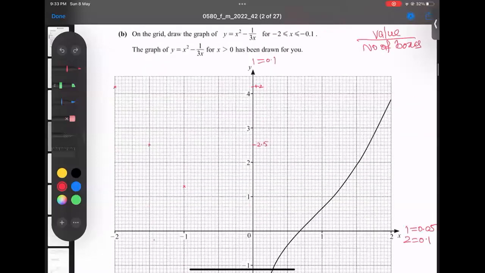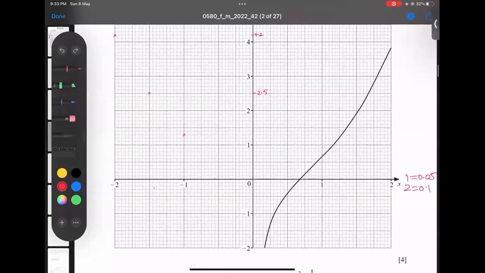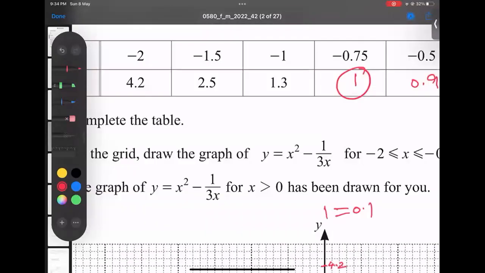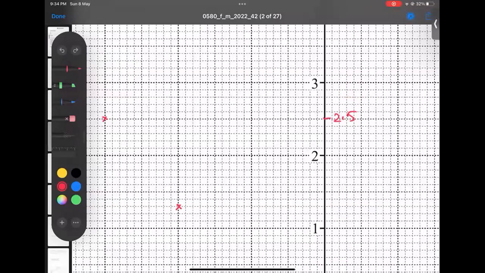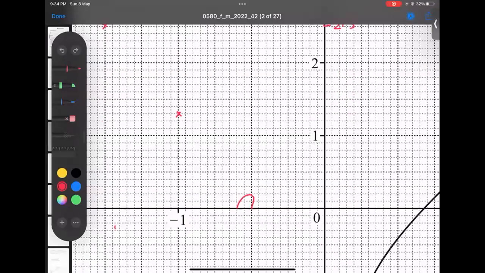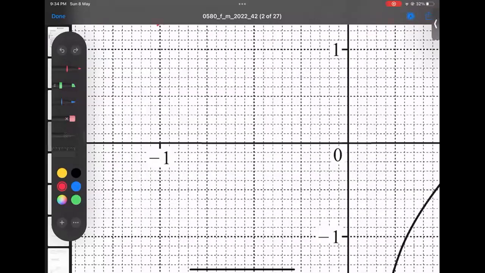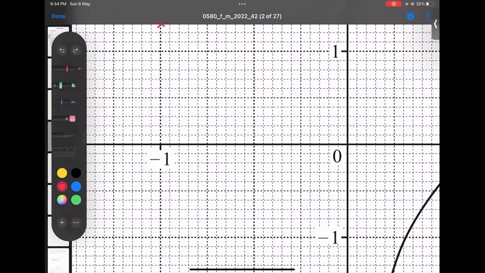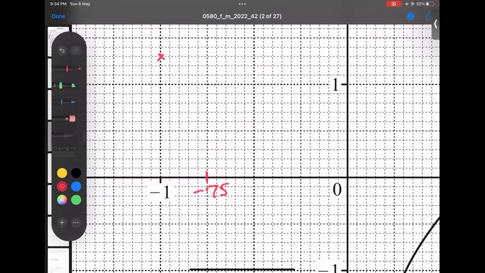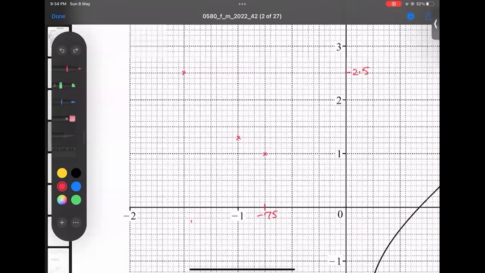-0.75 and 1. Let me check. Yes, +1. So x is -0.75. Because you know 2 boxes is 0.1, look here, 2 boxes is 0.1. So where's 0.75? Let's check. This is 0.5, 0.6, 0.7, 0.75 is here. So this is -0.75 and 1 is here. I hope you understood how I got this value. Alhamdulillah.